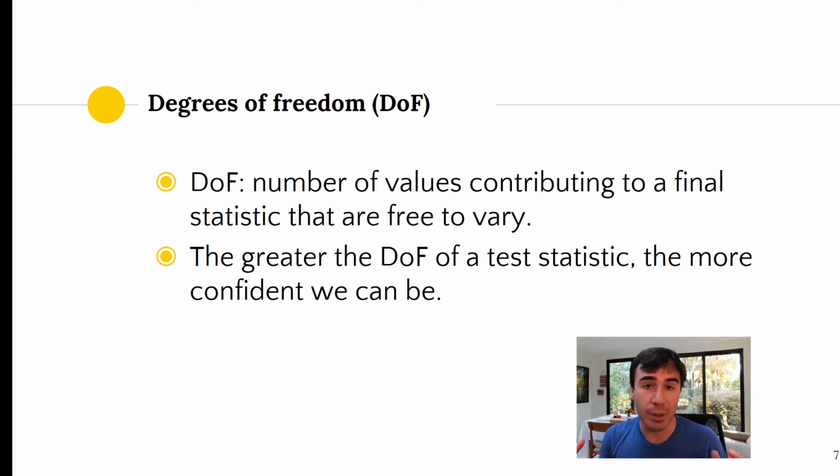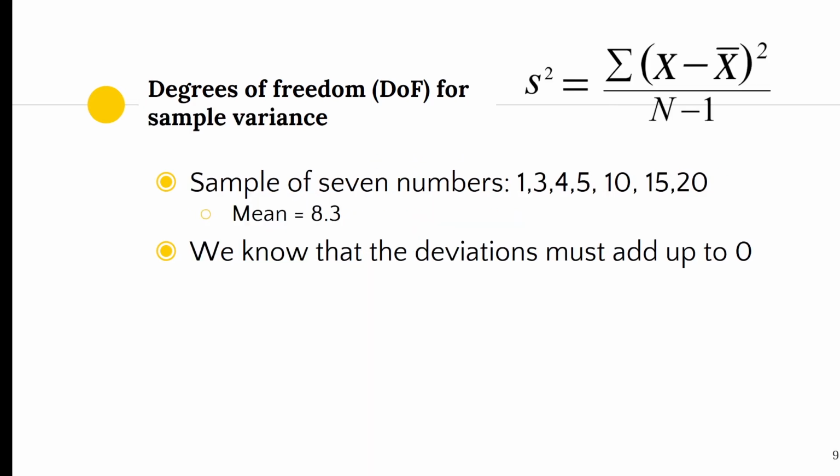Generally, the way we interpret it is the greater the number of degrees of freedom that go into a test statistic, the more confident we can be in that result, and the less likely it is to be overfitted, which is something I'll explain in just a moment. Here's a quick example. We have a sample of 7 numbers, and the average of those 7 numbers is equal to 8.3. The degrees of freedom for this average, or the mean, is equal to 7 as well, because 7 data points went into calculating the average, and each of those data points was free to vary. They could have been whatever they want.